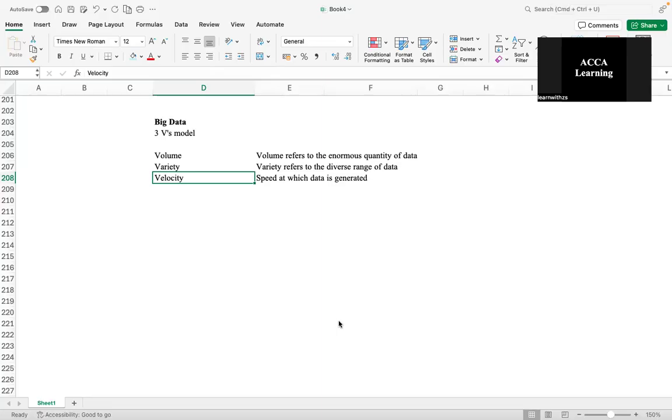Now, there are some additional V's that we could talk about, which are outside the three V's model. What are these additional V's? So the first V that we could talk about is veracity.